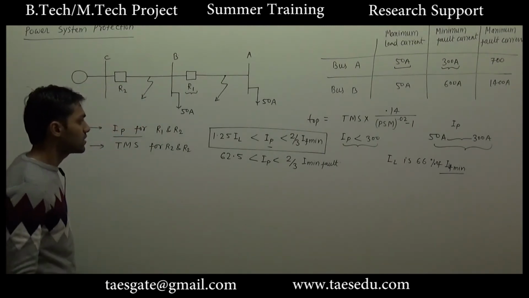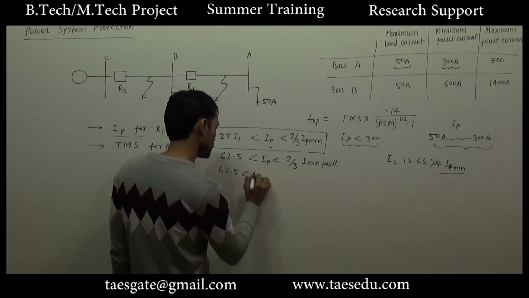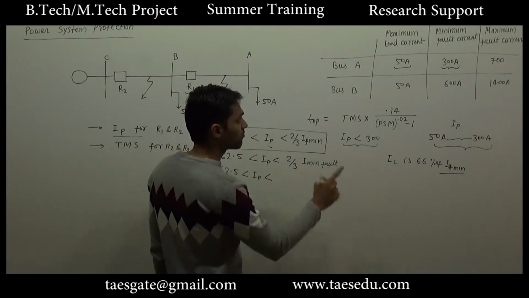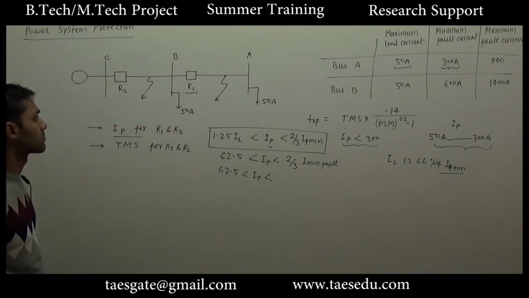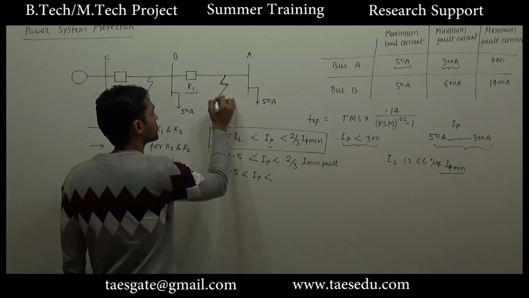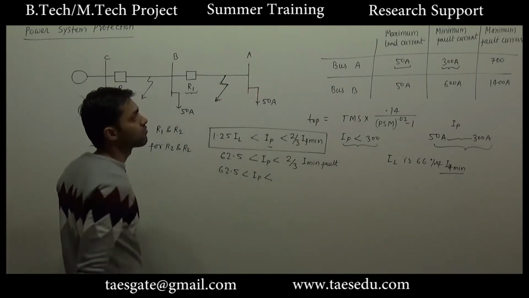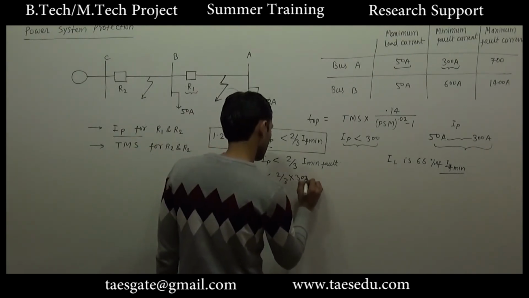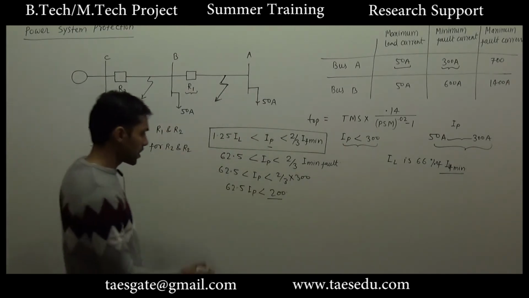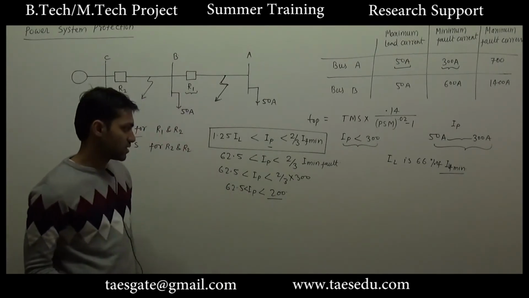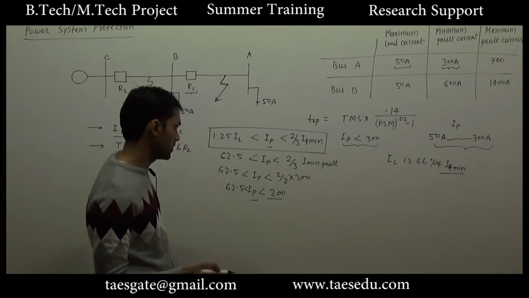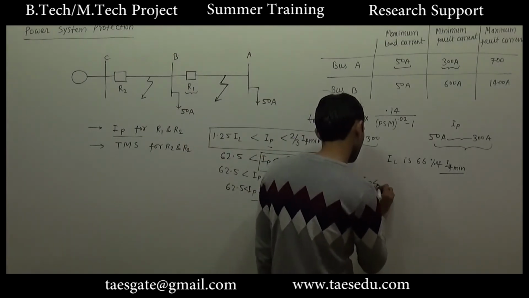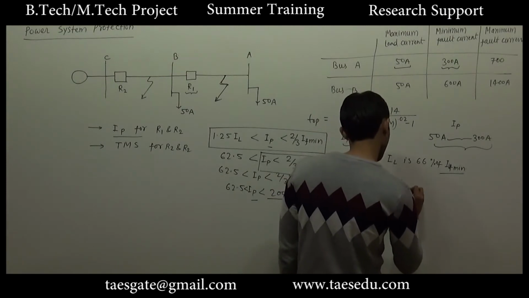Okay, so what should be the pickup current? The minimum value of the pickup current should be 62.5, and what is 2 by 3 of the minimum fault current at bus A? Since this fault is at bus A, we have to consider the minimum fault current at bus A. So we will use here 300 ampere. So IP should be greater than 62.5 and less than 200. Before choosing the value of IP, let us again discuss this part. IP must be less than 2 by 3 of minimum fault current.